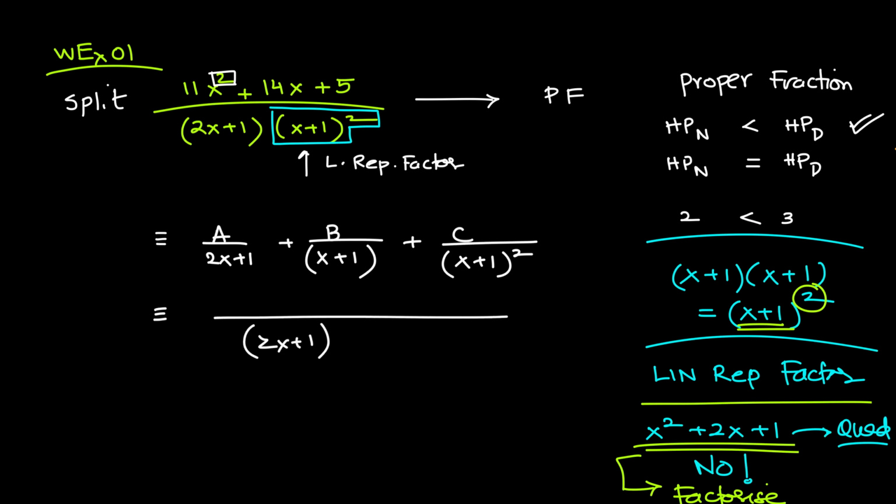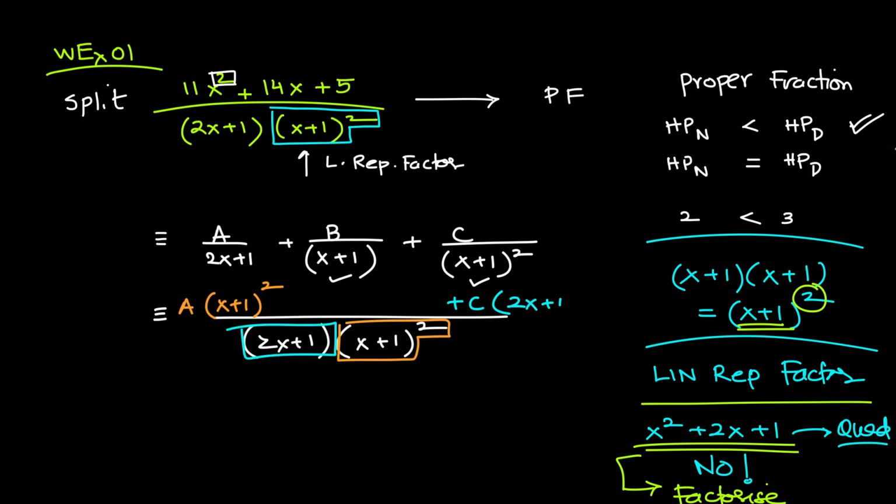2x plus 1, and these two, the LCM is x plus 1, the whole thing square. Now be very careful. A will multiply with x plus 1 whole square. Similarly, C will multiply with 2x plus 1. But what are we left with? We are left with B. It will multiply with two brackets. First of all, it will multiply with 2x plus 1.